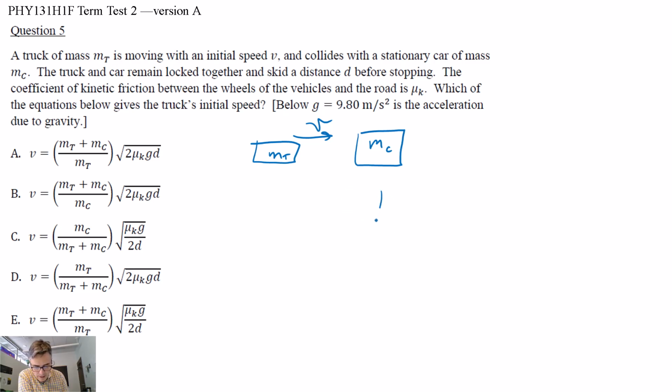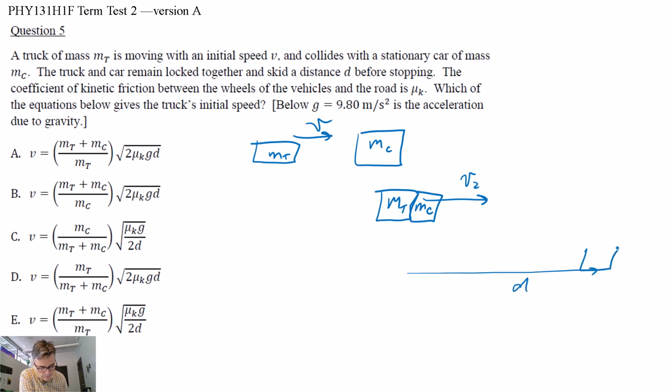I guess what happens is that then they crash, and you've got m_t and m_c in a totally inelastic collision, so they're stuck together. So I'm going to call that v2 or something like that. And then what will happen is they screech along some distance d, so that you'll end up with v3 equal to 0. It stops at some distance d before stopping. The coefficient of kinetic friction between the wheels of the vehicles and the road is mu sub k, so it's this sliding friction. Which of the equations below gives the truck's initial speed? So we're trying to find v.